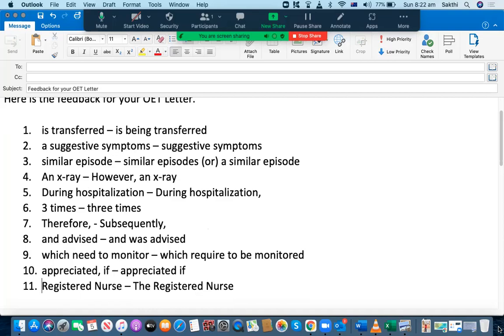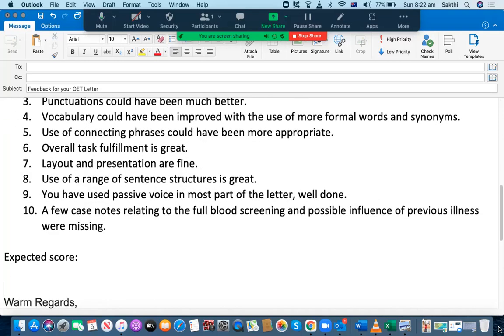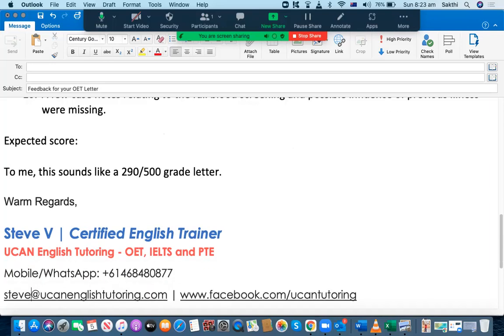So you have committed at least 7 to 8 mistakes. Okay, and then you have missed a couple of relevant case notes as well. Okay, let's say taking these things into account, according to me, this is really close to C+ grade. I'm not fully confident to give you C+ grade, but this one can get you 290 out of 500. Definitely this is worth at least 290. Okay, but I'm not fully convinced with the C+ grade.